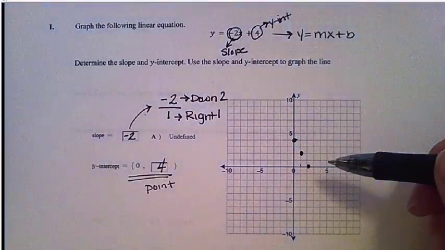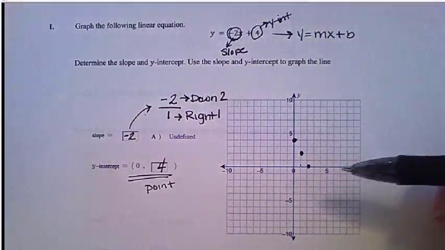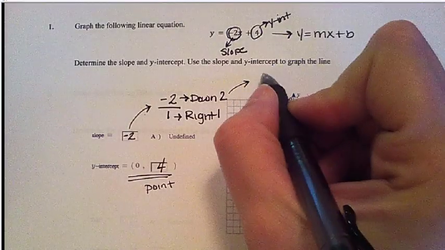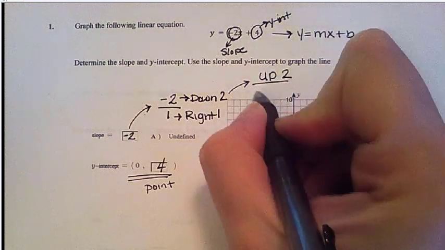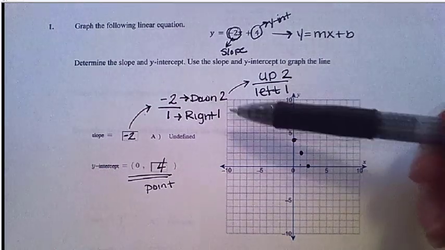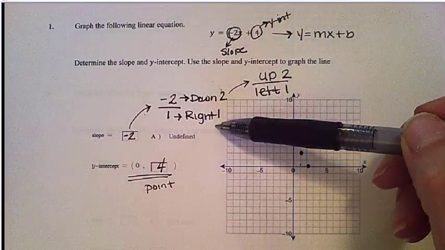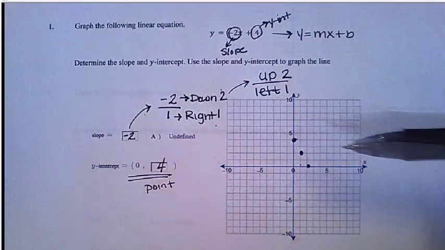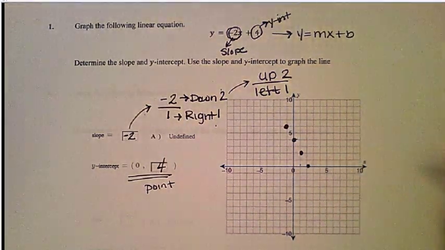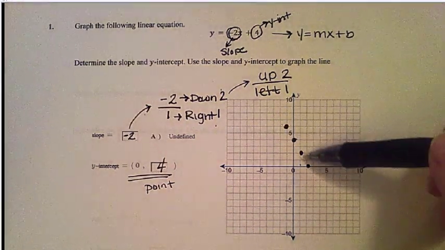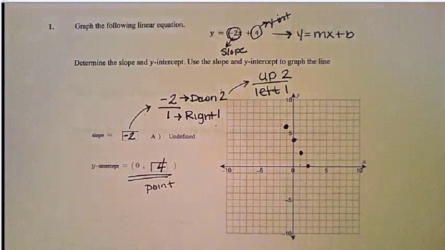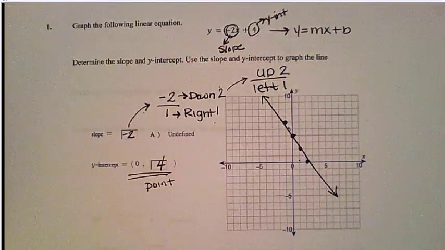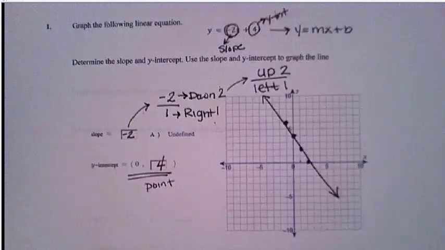The other really cool thing is that slope can be reversed. In this particular instance, we're going down 2 and to the right 1. We could also go up 2 and to the left 1. Notice it's the exact opposite movements that we just did. Now I'm going to go back to my y-intercept. I'm going to count up 2 and to the left 1, and there's a point on my line. Notice that it lines up with the other 3 points I already had drawn, and now I can connect my points, and there's the line y equals negative 2x plus 4.